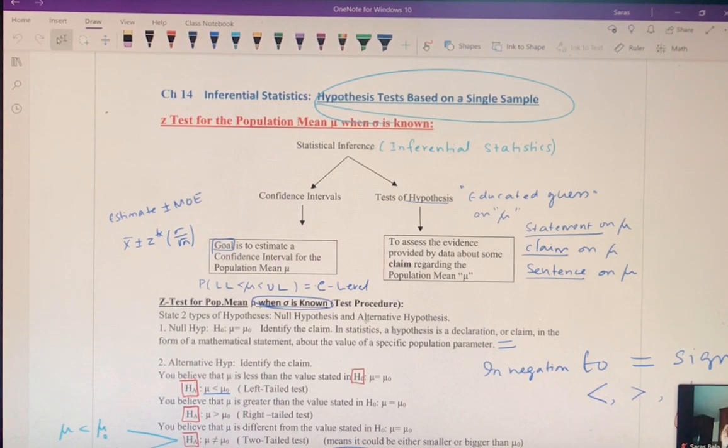That's right. Now, the second half of the central limit theorem is that you are going to test the statement on mu. So basically, you are going to test the sentence or the statement on mu, or you can also call that the claim. That is what is discussed in testing of hypothesis. And this process is also done based on a single sample.